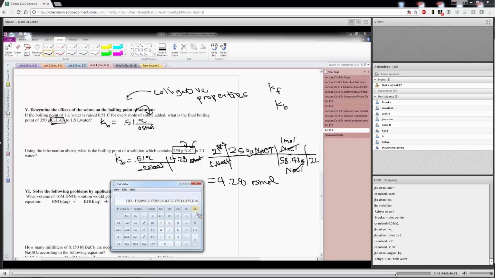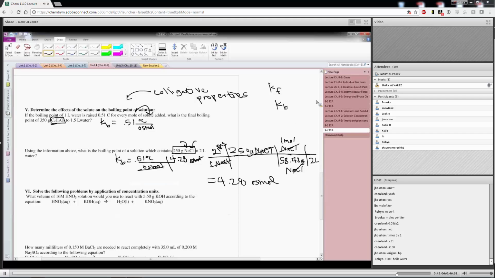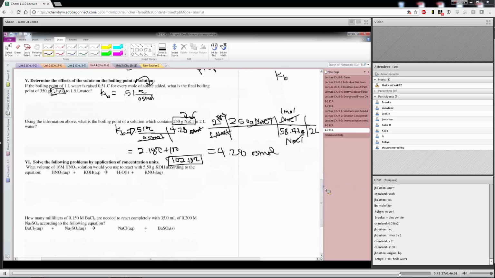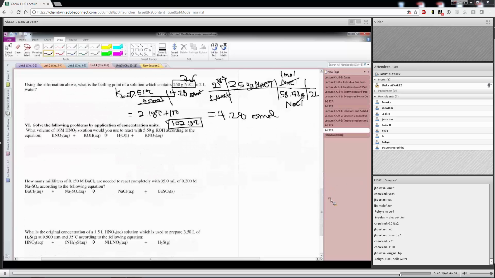Excellent. You guys are professionals. So my boiling point difference here. Hang on a second. This is not a formula. I'm just saying that that's what the QB was. 2.18 degrees Celsius. Add that to 100, and I get a new boiling point of 102.18 degrees Celsius. You guys can do this. I believe in you.